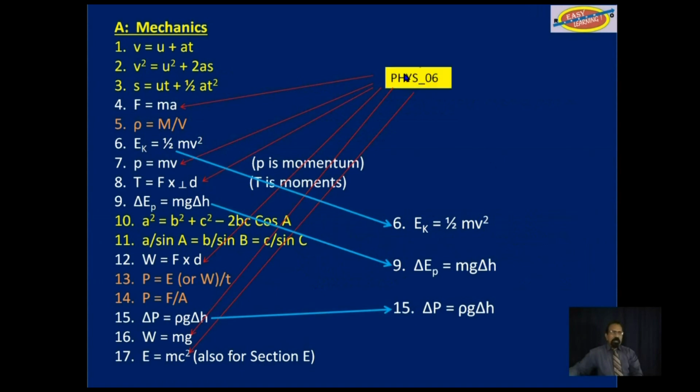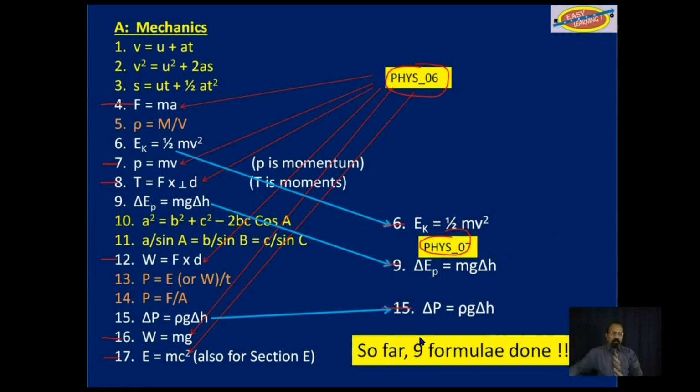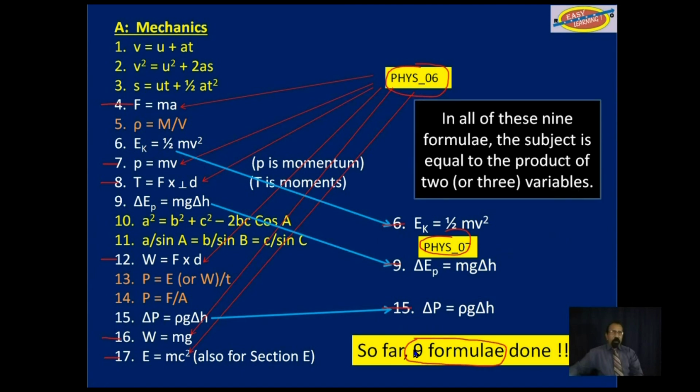In video physics 06, we considered these 6 formulae: 4, 7, 8, 12, 16, and 17. In video physics 07, we considered these 3, 6, 9, and 15, which means that so far we have considered 9 of these formulae.